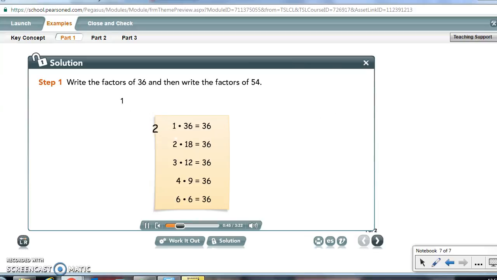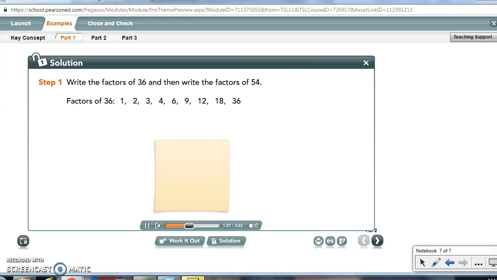Arrange the factors from least to greatest. So the factors of 36 are 1, 2, 3, 4, 6, 9, 12, 18, and 36.